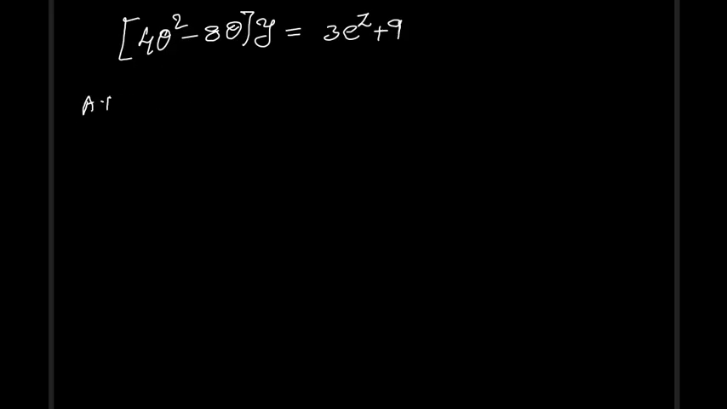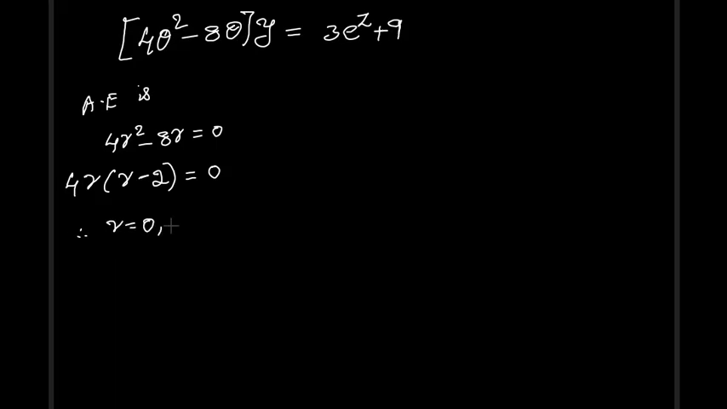So what is it? That is 4r² − 8r = 0. I hope you can see that this is, you can take 4r common, so you'll have r(r − 2) equal to 0. So therefore what are the roots now? r = 0 is one root and r = 2 is one more root.